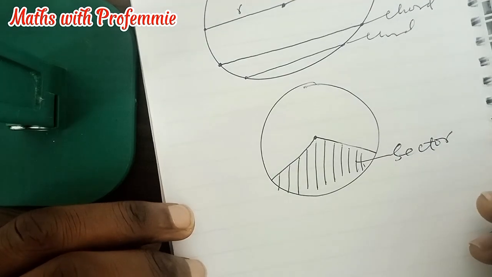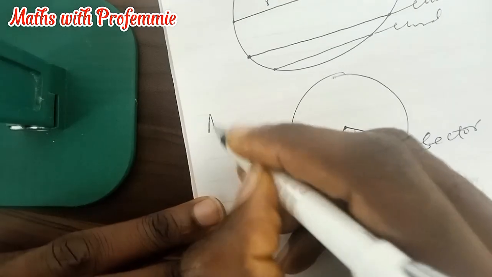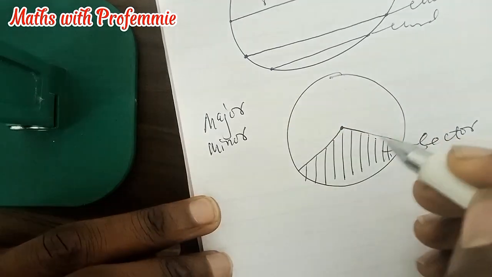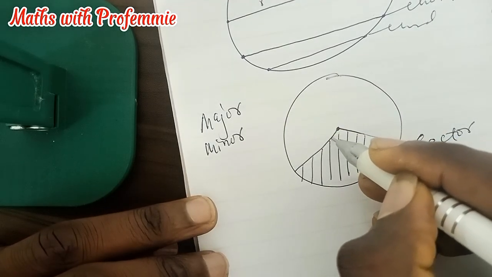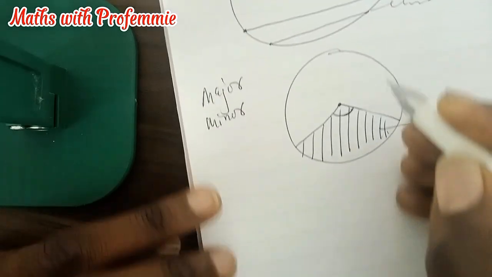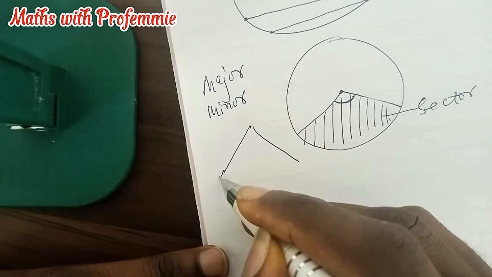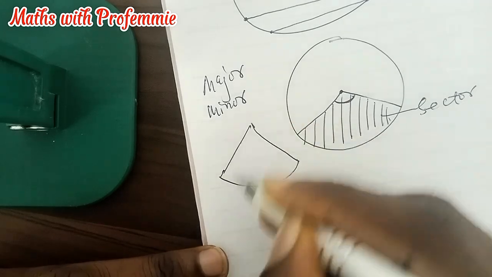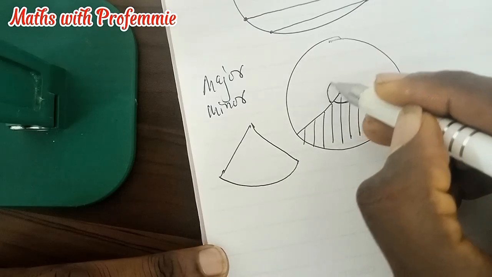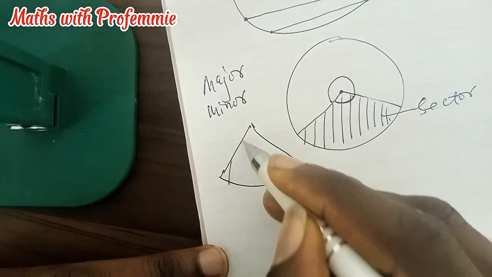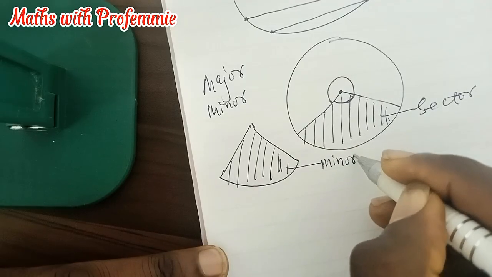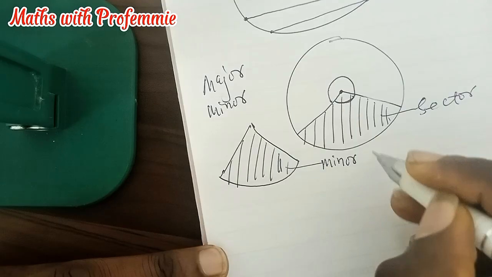And mind you, there are 2 kinds of sector. We have the major and we have the minor. The minor sector is that which subtends a smaller arc at the center of the circle. So this is the shape of a sector. Looking at this shape, you will see that there's another sector. For this shaded portion, we call this the minor. The minor means it's the smaller sector.